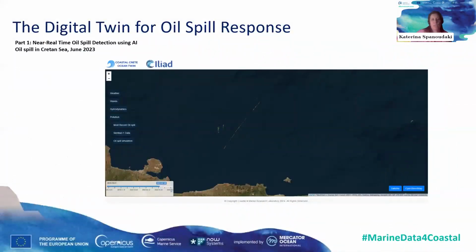And we are able to forecast oil spills that we were never able to do before for the coastal area of Crete, even small oil spills, like this very small oil spill from a ferry doing the route from Heraklion to Piraeus in the Aegean Sea in June 2023, which was missed by authorities in any other case.